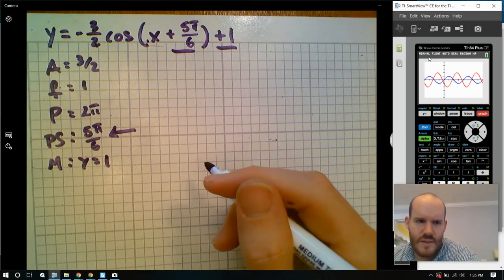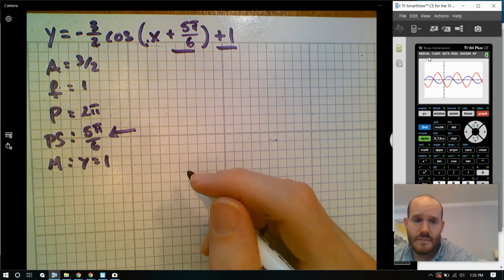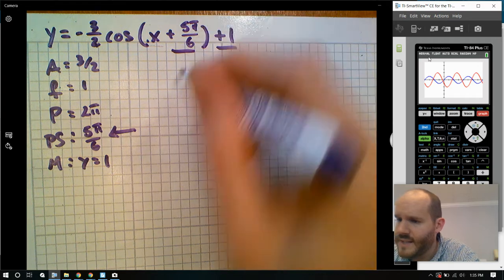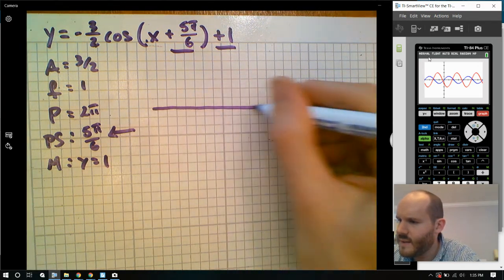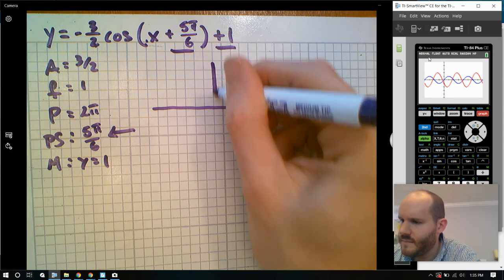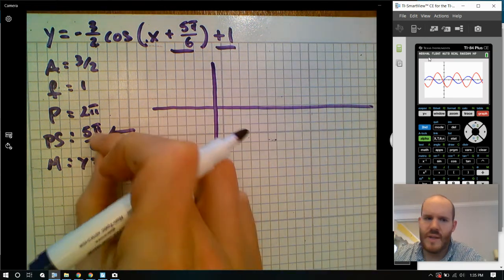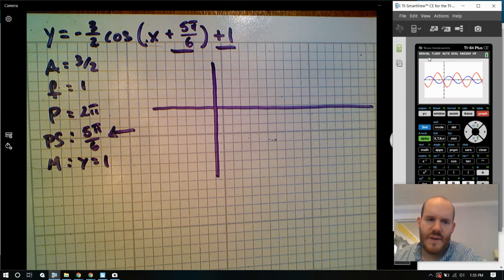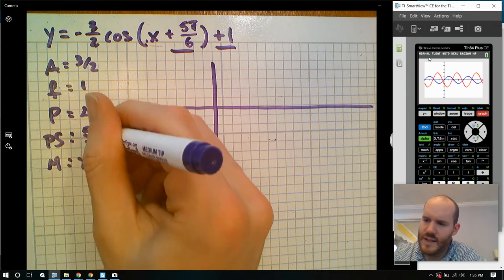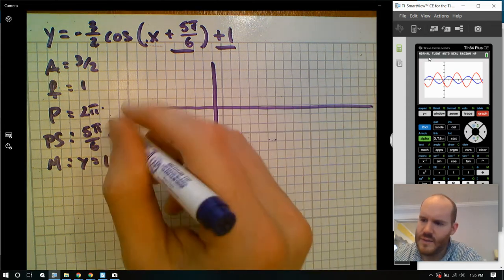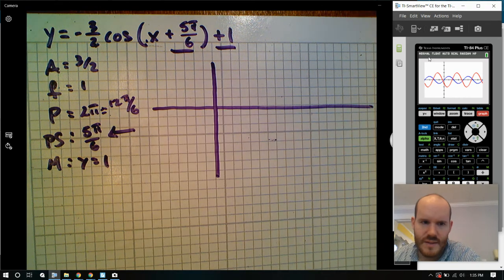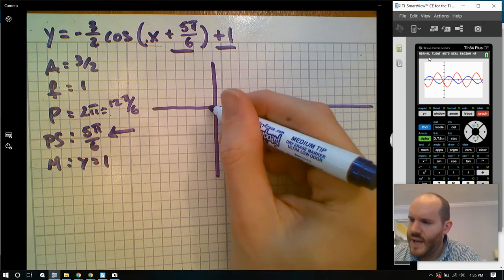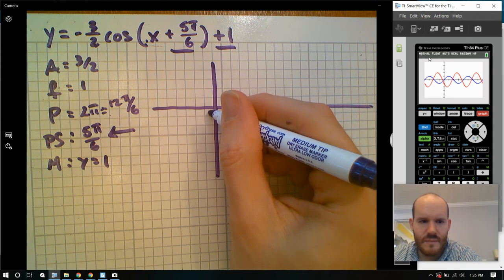Once I have those values, then I'm going to scale out my axis. Since I'm shifting 5 pi over 6 to the left, I'm going to leave myself some negative space when I go to draw my axes in because of that shift. And then I need 5 pi over 6, and I need to graph 2 pi. So to help me figure out these values, I'm going to write in terms of 6. So 2 pi would be 12 pi over 6. So maybe I'll make each half box a sixth.